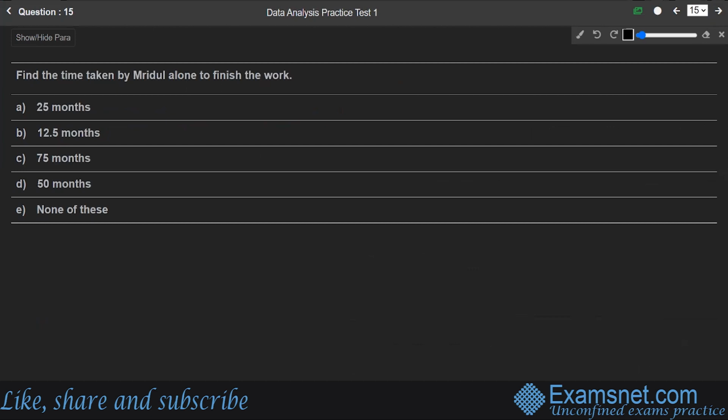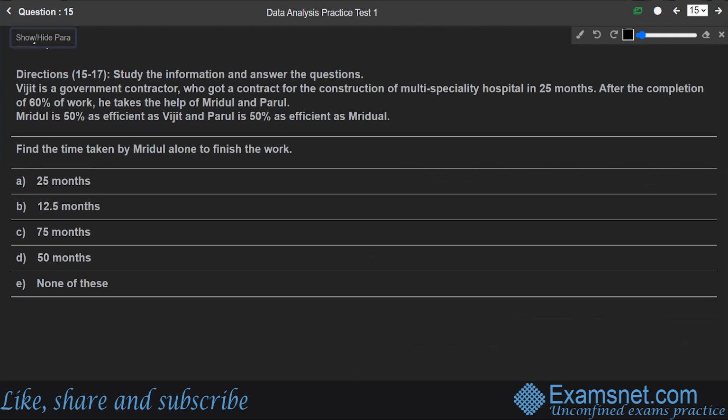Okay. Now he's saying find the time. Okay, we have to see the question. Vijit is a government contractor who got a contract for the construction of a multi-speciality hospital in 25 months. So he is supposed to complete the work in 25 months. Then he's saying after the completion of 60% of his work, he takes the help of Mridul and Parul. Mridul is 50% as efficient.